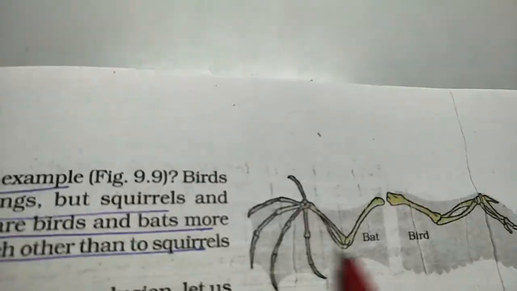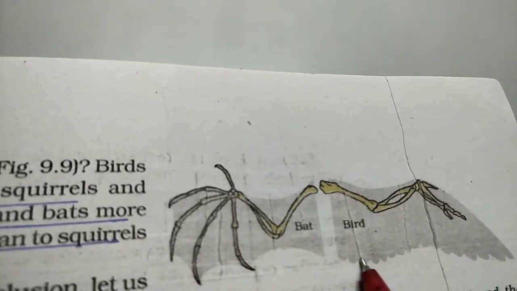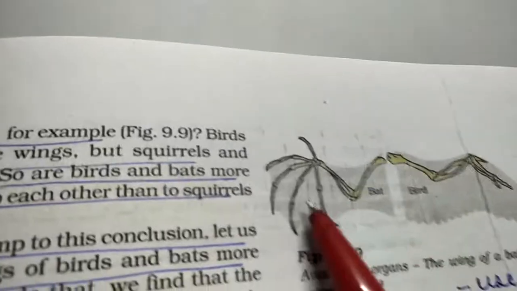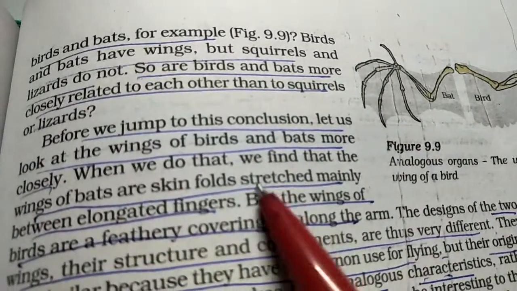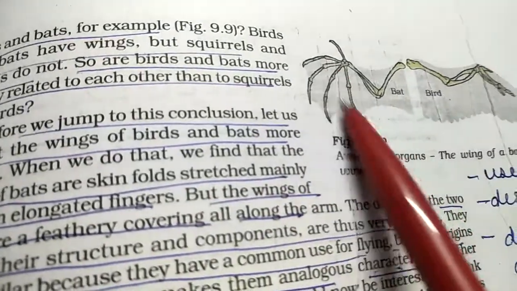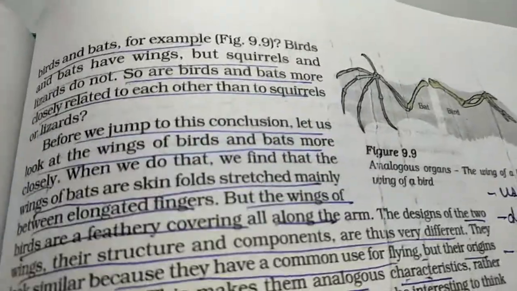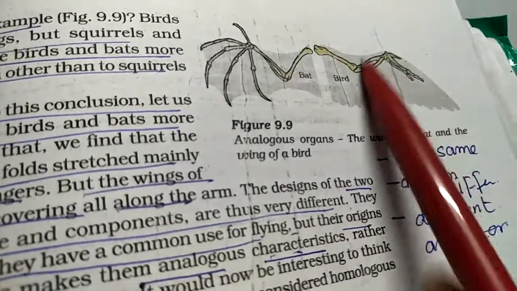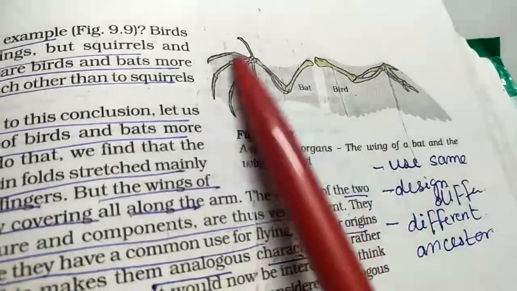We have the wings of a bat and a bird. Both are wings, both are used for flying. But if you see the structure, the structure is different. In the wing of the bat, skin folds are stretched mainly between the elongated fingers. The skin fold is here. While the wings of the bird have a feathery covering all over the arm. So from here to here, you have feathers. But in the wing of a bat, you don't have anything here. Everything is on this side.